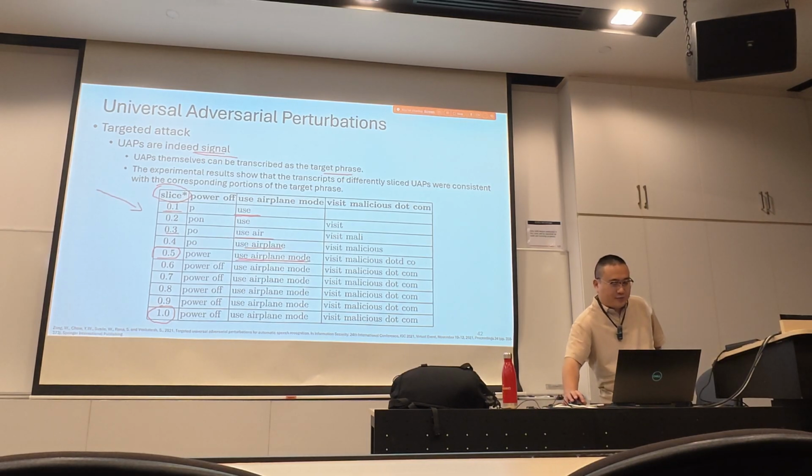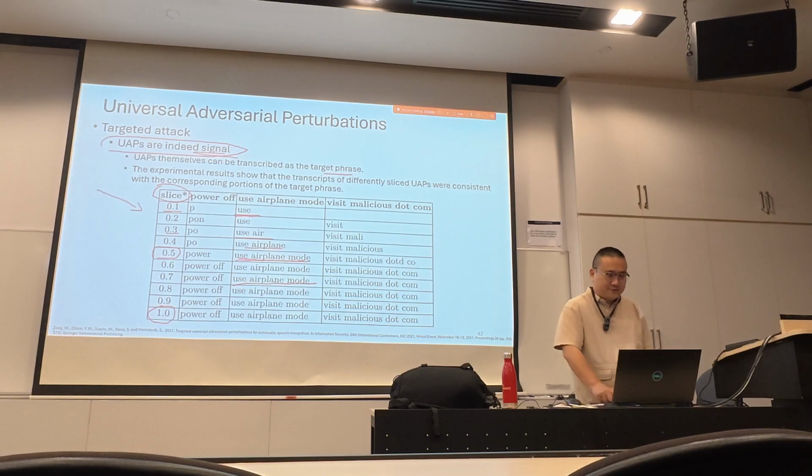But for targeted UAPs, the story is totally different. For targeted UAPs, the perturbations are just signals. So you can input the perturbations to the model, and the model will give you the target transcript. So this is the property of UAPs.